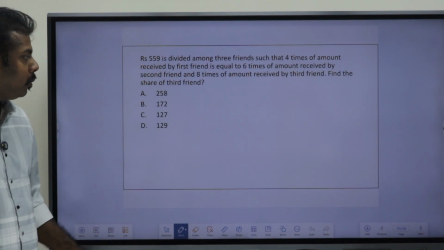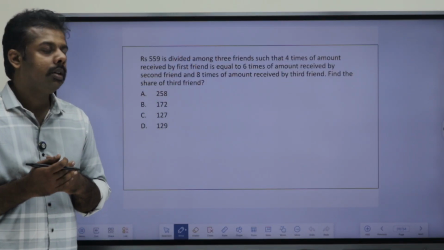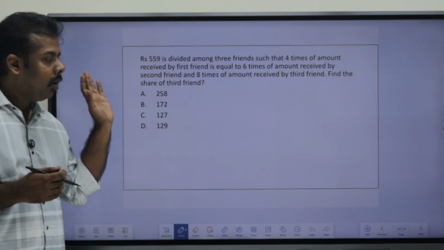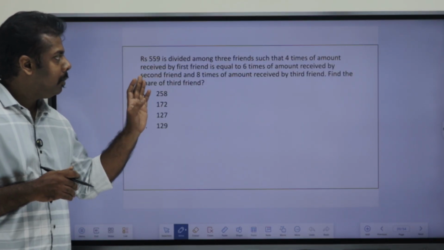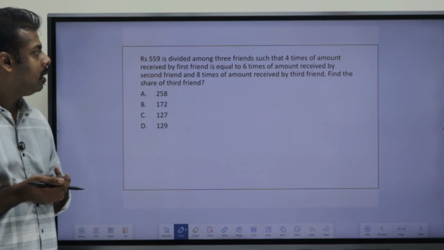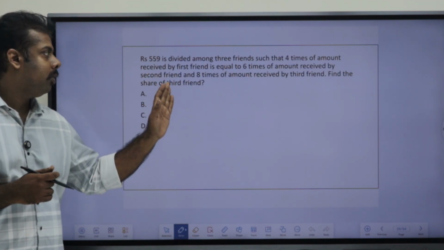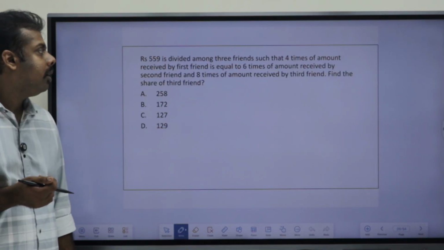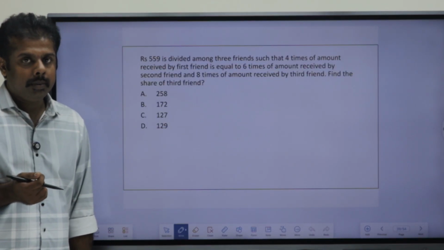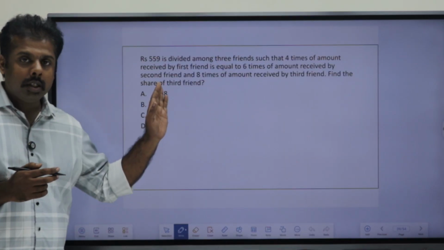Okay. So, I think we can move to the next question, a bit similar to the last question we discussed. Here, the total amount given is 559. It is divided among 3 friends such that 4 times the amount received by the first friend is equal to 6 times the amount received by the second friend and 8 times the amount received by the third friend. That is the condition given. We have to find the share of the third friend.